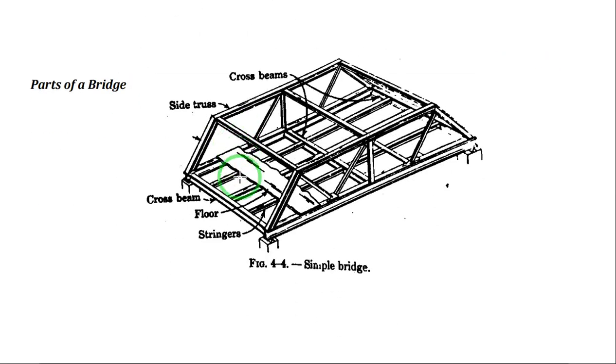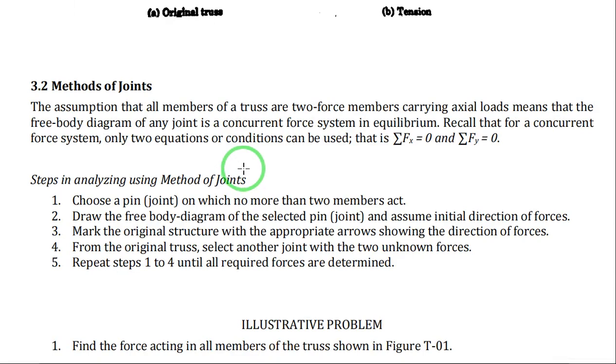Okay, so let us start with the method of joints. In the method of joints, you have to assume that all members of a truss are two force members carrying axial loads, which means that the free body diagram of any joint is a concurrent force system in equilibrium. Before you go on with your solution, you have to draw first the free body diagram, which means that you have to expose the internal forces acting on the members of your truss.